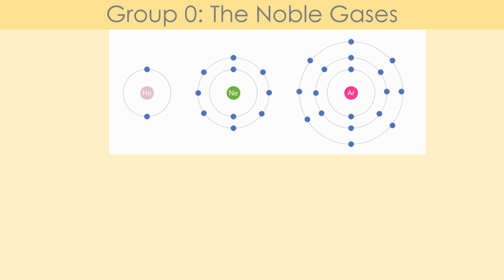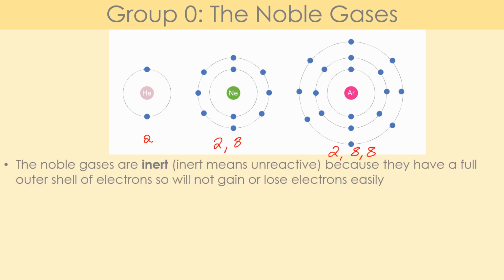We've drawn there our first 3 noble gases. We've got helium, neon and argon. We write out the electron configuration. Helium is 2, neon is 2 and 8, and argon is 2, 8, 8. We've got 2 in the first shell and then 8 in our next shell, and argon 8 on the third shell as well. Now they are what we call inert.